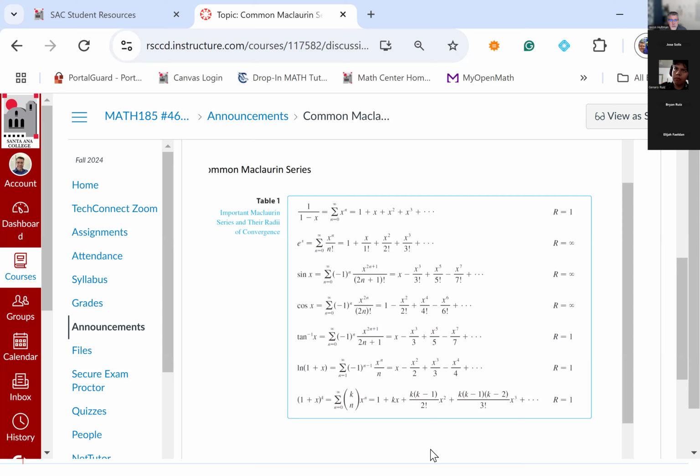We actually generated a few of these before. We have natural log of 1 plus x, which is x minus x squared over 2 plus x cubed over 3 minus x to the 4th over 4. And then the binomial here is the summation of n equals 0, k choose n, x to the nth power. I think we're actually going to derive that one in class today, the power series for a binomial.